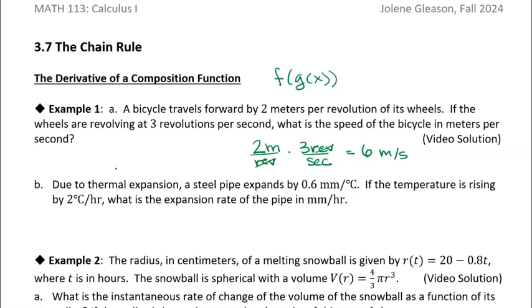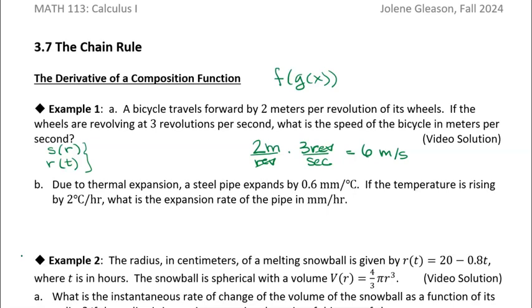Now in this problem, we have two relationships, really. We've got the relationship between the distance traveled and the revolution of its wheels. So we can think of it as, let's use S for displacement, S for the distance traveled, and that's a function of the number of revolutions. We'll call that R for revolutions. So essentially the distance traveled is a function of the number of revolutions, and the number of revolutions is a function of time. So we can think of this as a composition.